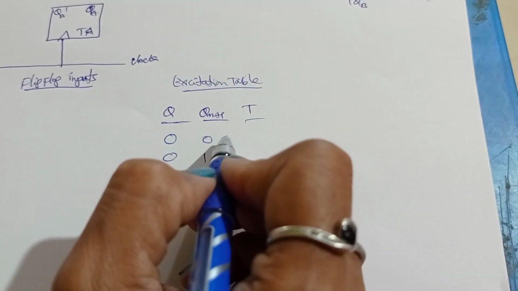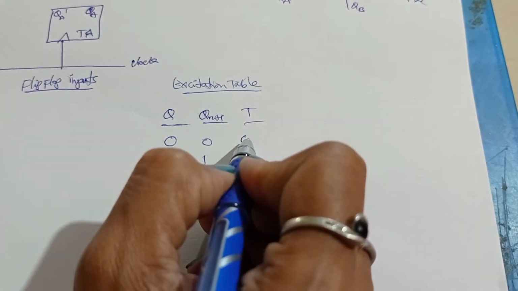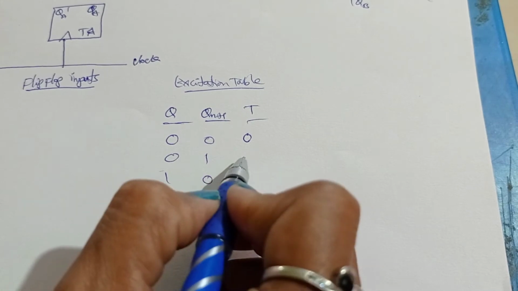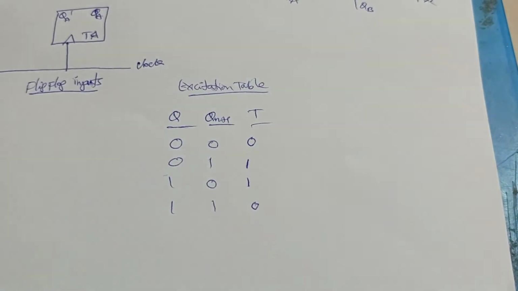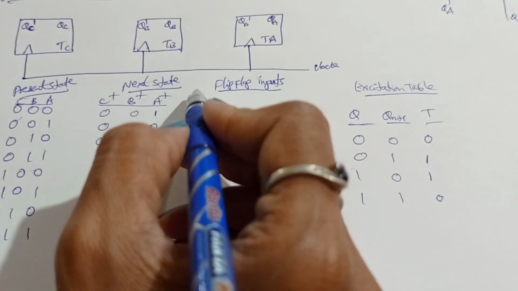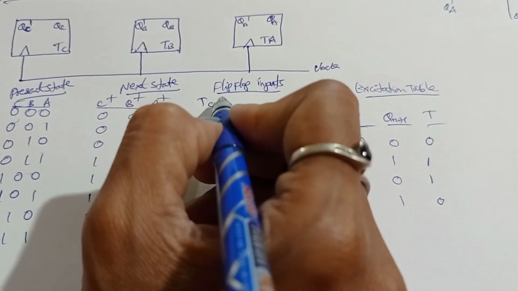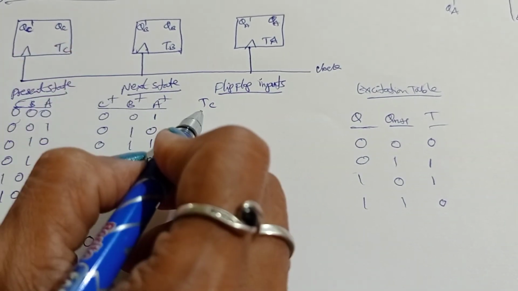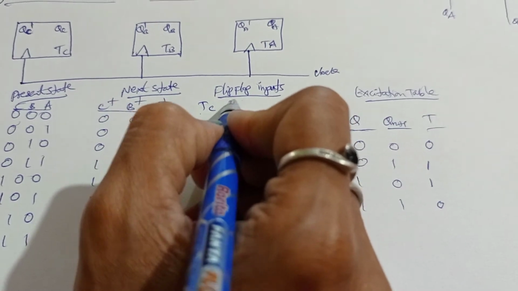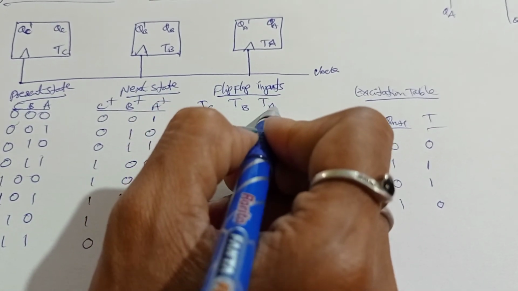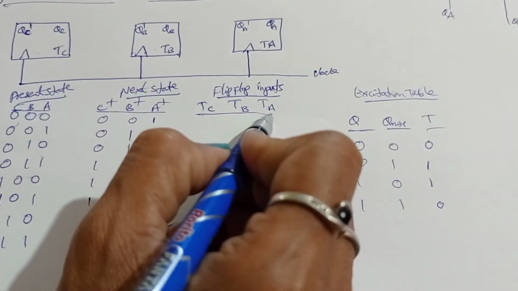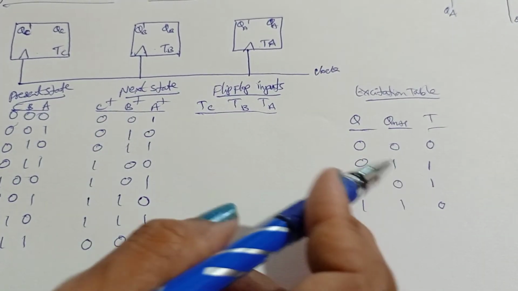That is, if both are the same, the output is 0. If inputs are different, the output is 1. Now we'll fill this according to this. First TC, T flip-flop C, same as TB, TA. A flip-flop, B flip-flop, C flip-flop. We are using T flip-flop, so the excitation table using this.